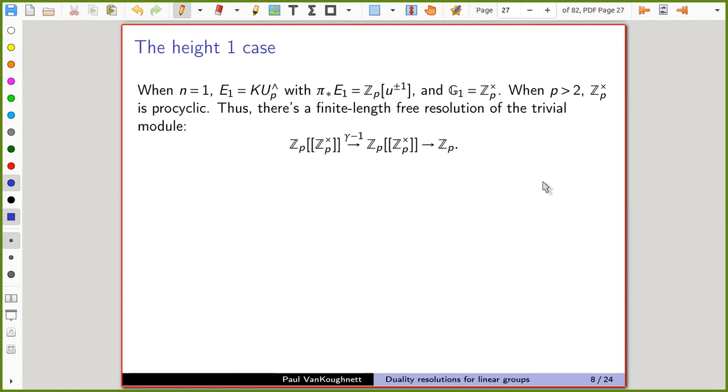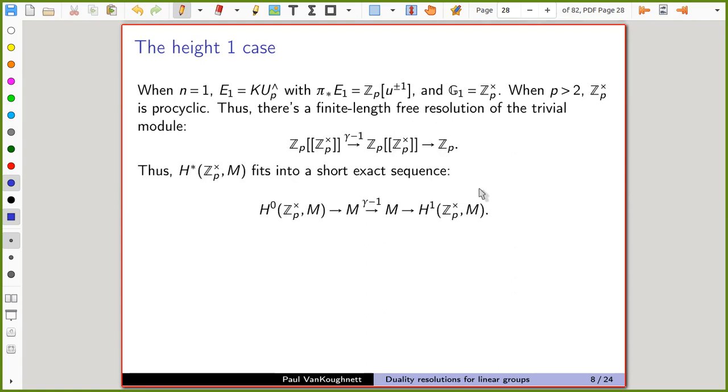Okay, so taking maps out of this resolution is one way to calculate the cohomology of Z_p cross acting on some module. And what you get is that there's a short exact sequence for any module M. In particular, the cohomology of Z_p cross is concentrated in degrees 0 and 1. So this is a group that has cohomological dimension 1, which we can see by the existence of this resolution.